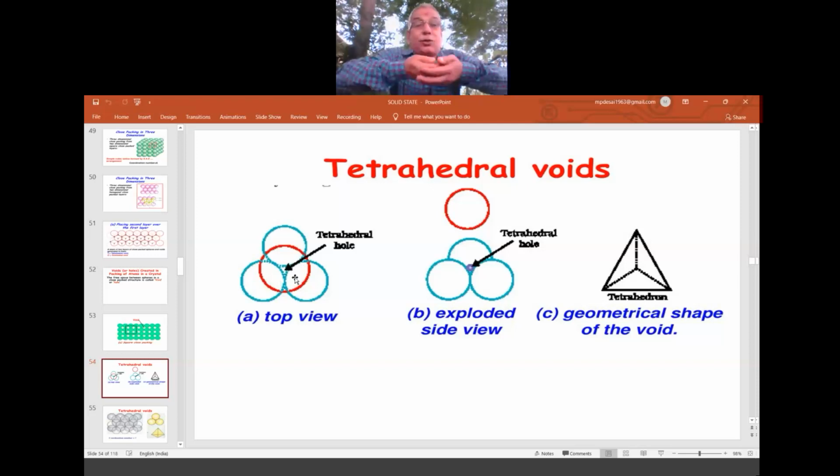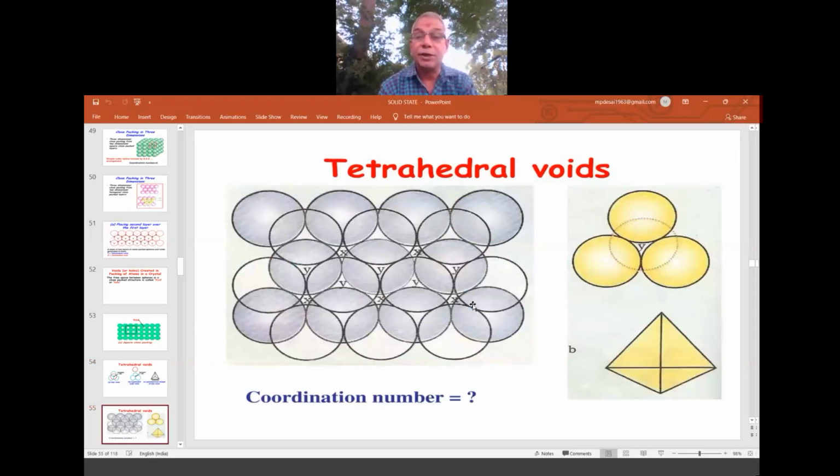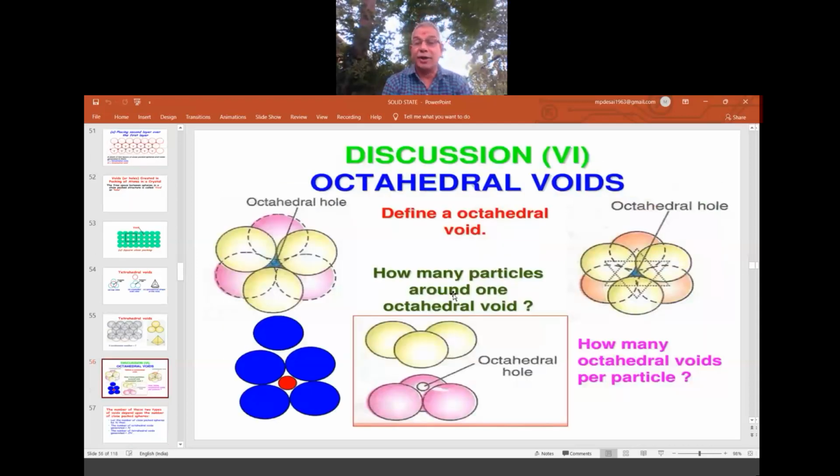So you should take the balls and see from the top. Then you will come to know holes are created there. If you take out this ball, here is the tetrahedral void. Now if you cover it and draw the lines, it looks like this, a tetrahedral structure. All these are just for understanding how the voids are created and visualized. Now see here, tetrahedral voids are there, with only one coordination number, what? Four.